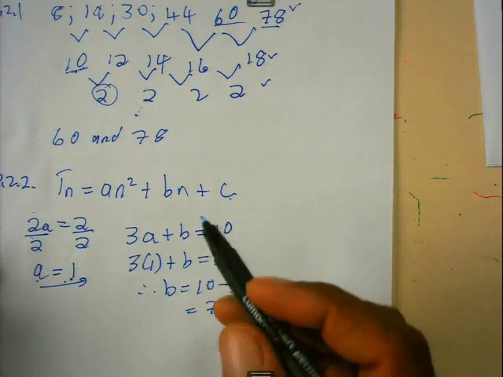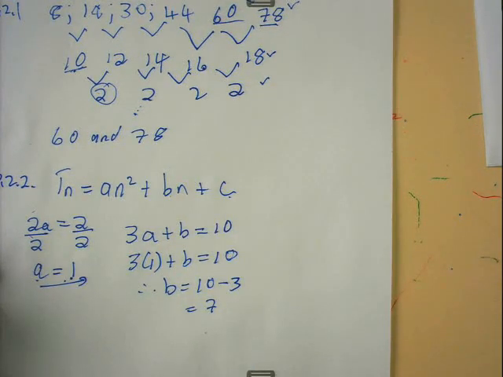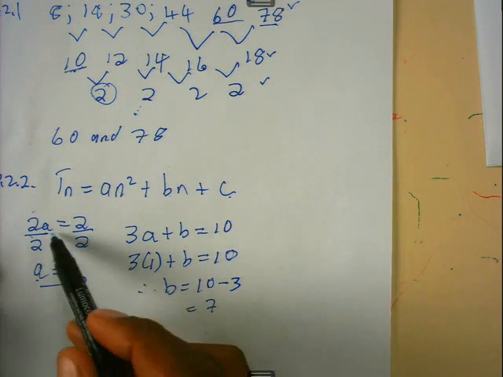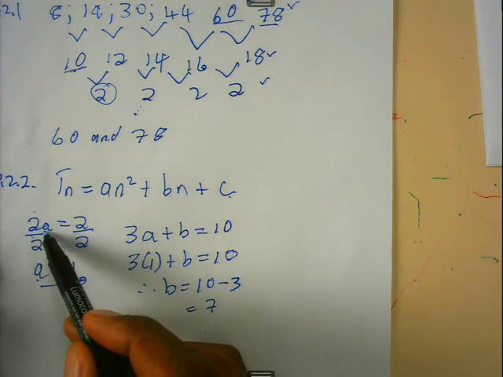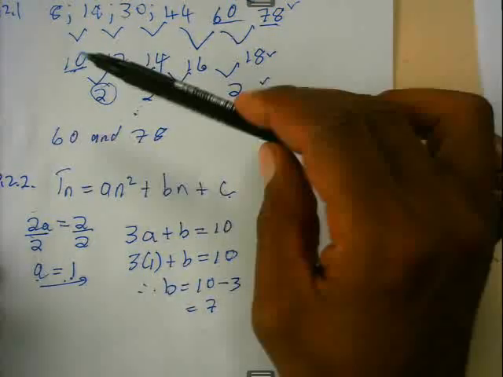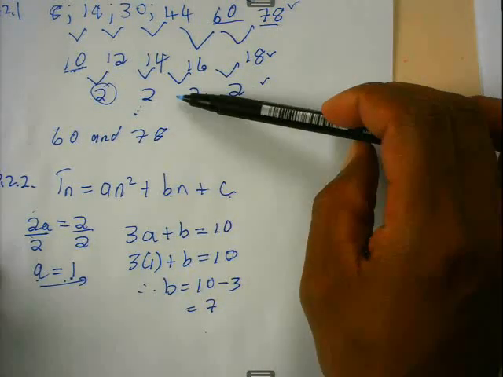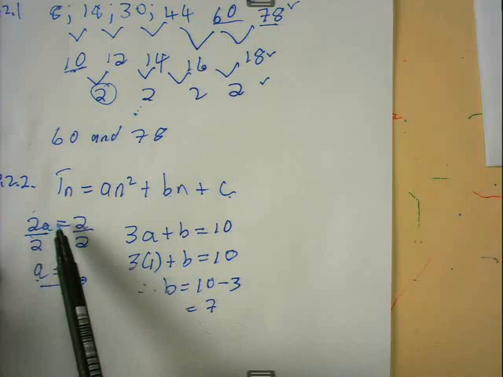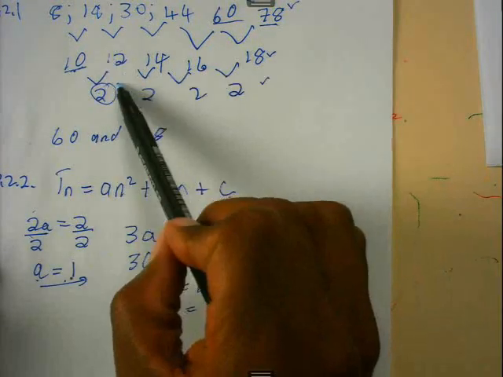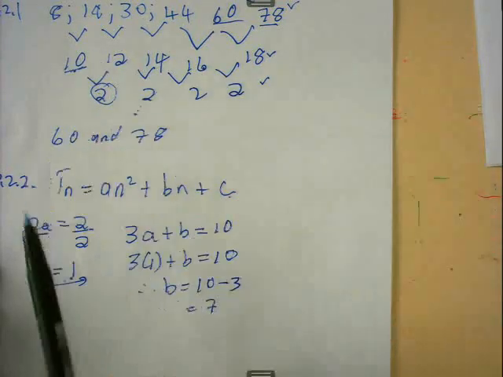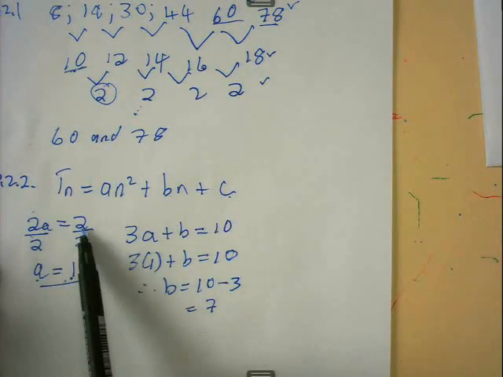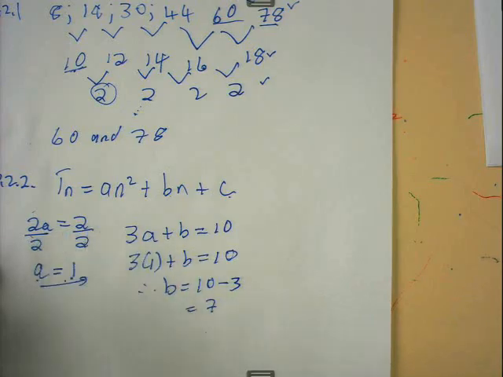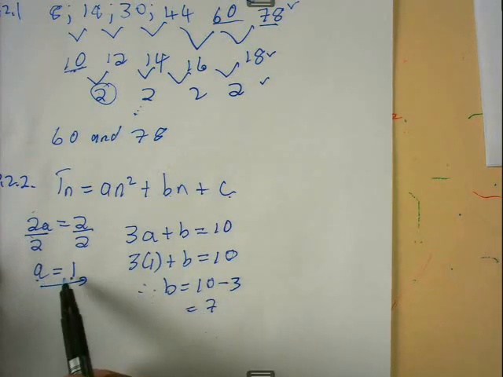Now we know the value of a, we know the value of b. Of course, boys and girls, to find a, remember the second difference is always 2a. You equate it to the second difference on the pattern. If the second difference is 1, then you will have 2a equals 1. But in this case, the second difference is 2. That is why we have 2a equals 2. Then you simplify, and that is why you have a equals 1.